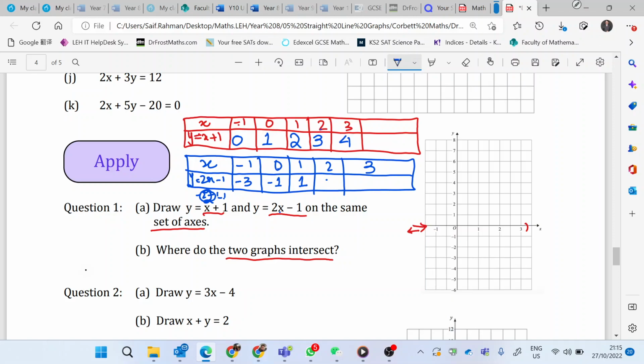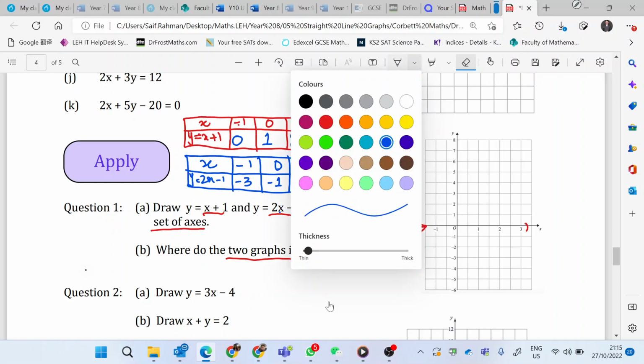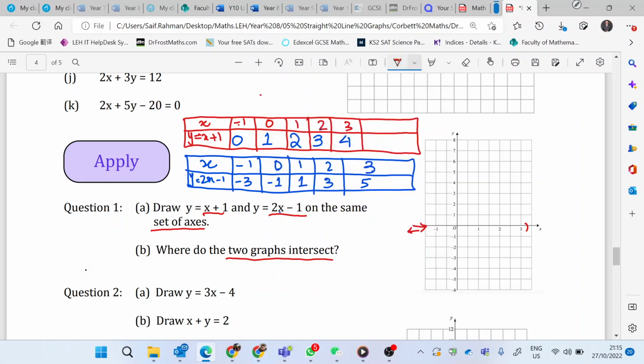And when I put in place of x plus 2, 2 2's give me 4, minus 1 will give me 3. And when I put 3 here, 3 2's are 6, minus 1 will give me 5. Okay, so these are my values for the second graph, and now I try to plot these two graphs and see where my lines cross.